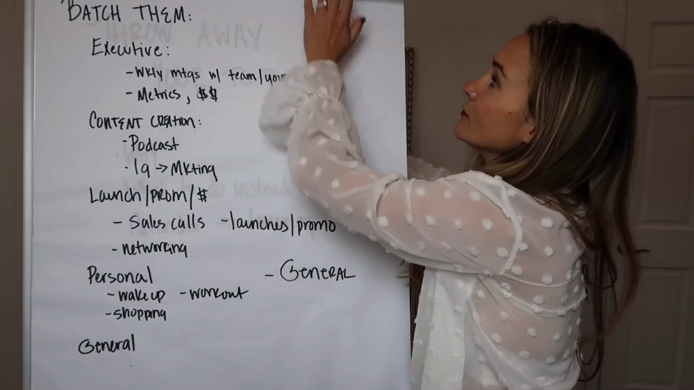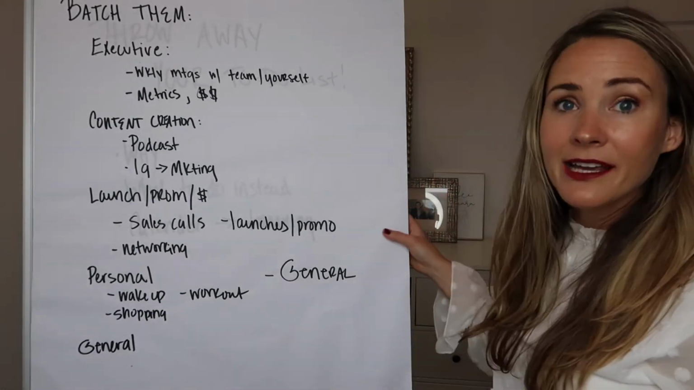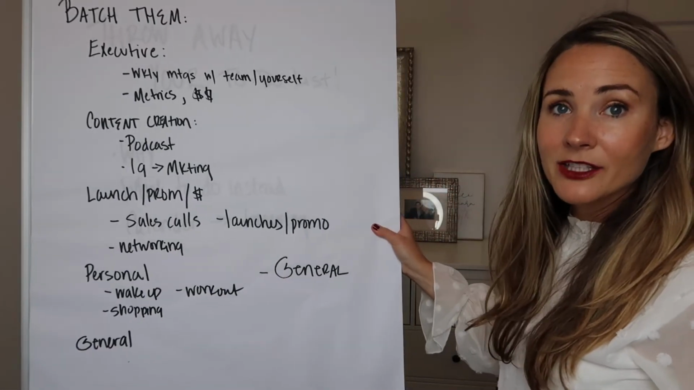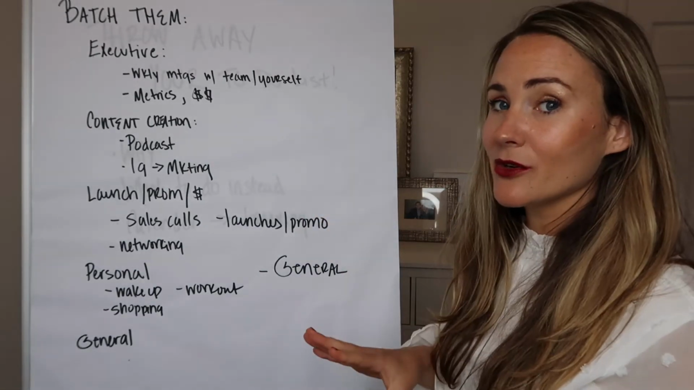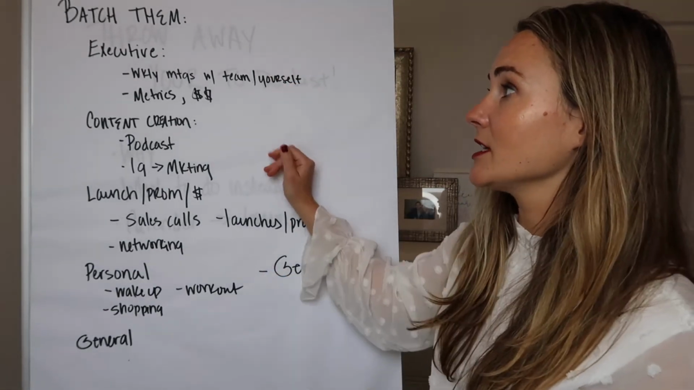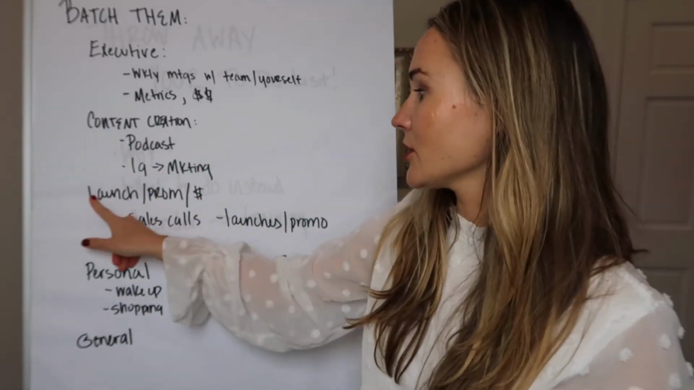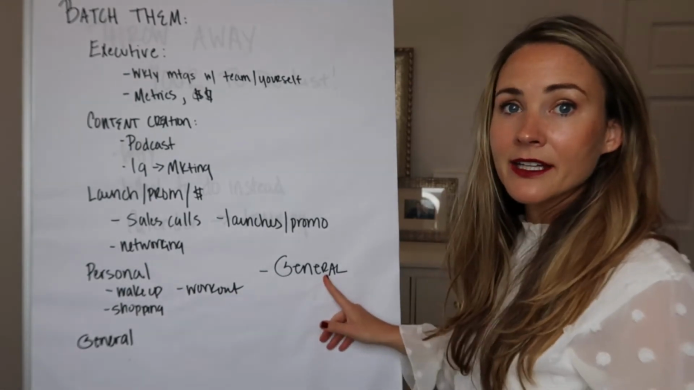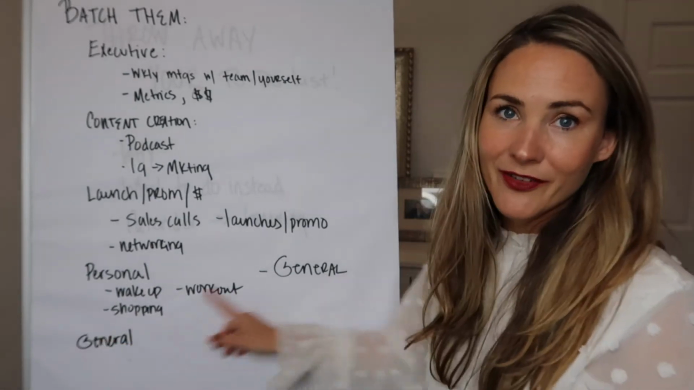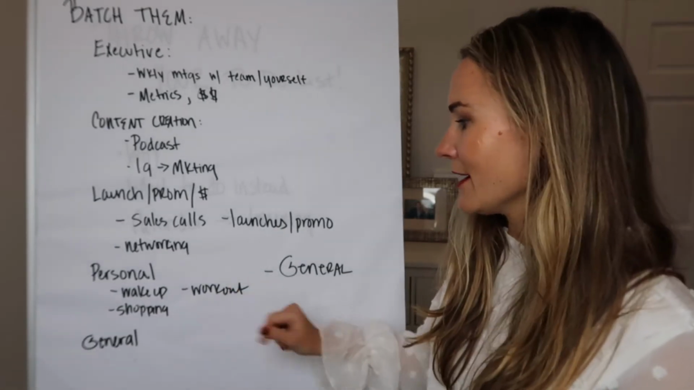So when we go to the calendar, it's going to look like batching them. And so I am using my actual calendar, and you'll see when I show you my calendar, but I batch activities into executive, into content creation, into launch and promotion, personal, and then I've also got a general here. I've got it twice because when I recorded you couldn't see it. Anyway, I digress, but general, okay?